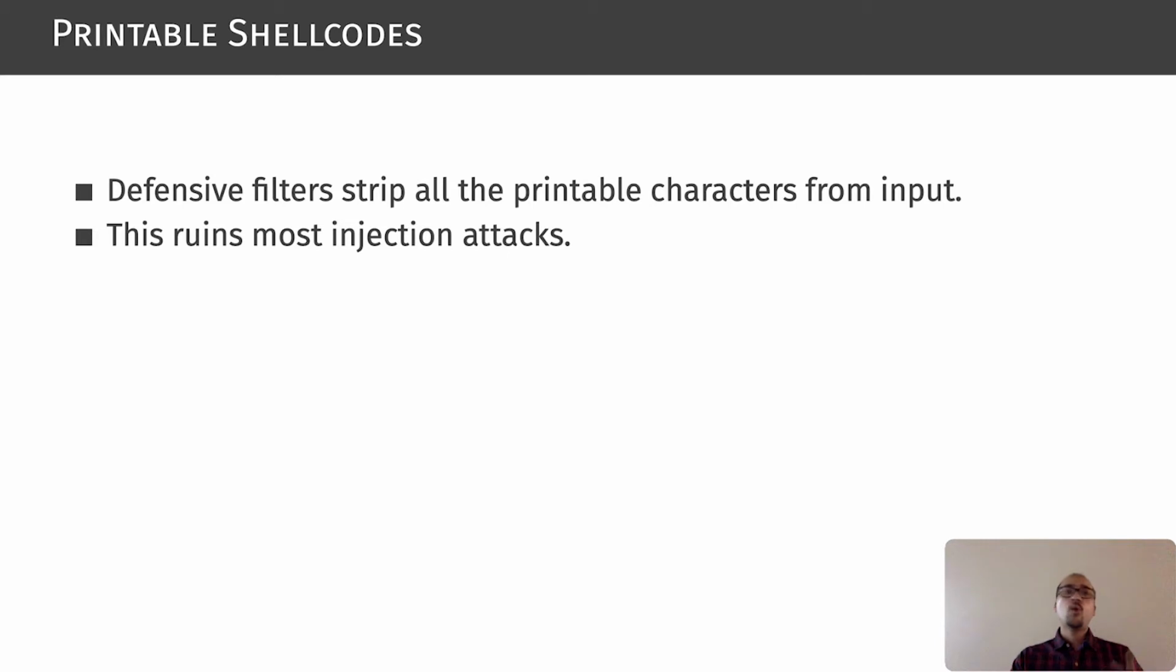So, why do we want printable shellcodes? Typically, most programs will have defensive filters wherever they get inputs. These defensive filters will generally strip away all binary sequences from the input, rendering any shellcode that had binary characters pretty much useless, because it will no longer be a valid x86 code fragment. So the end result is that this will ruin most injection attacks.